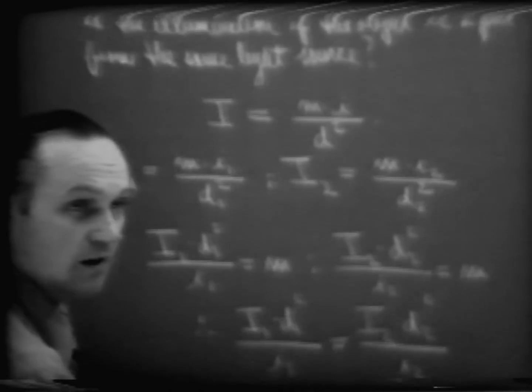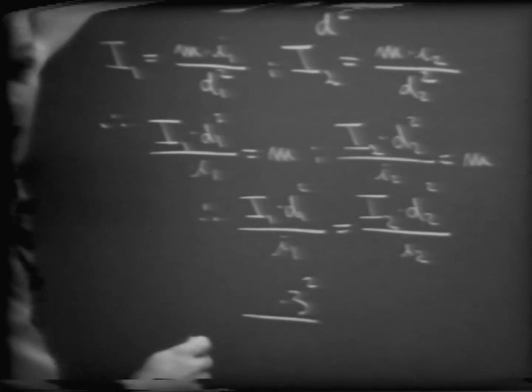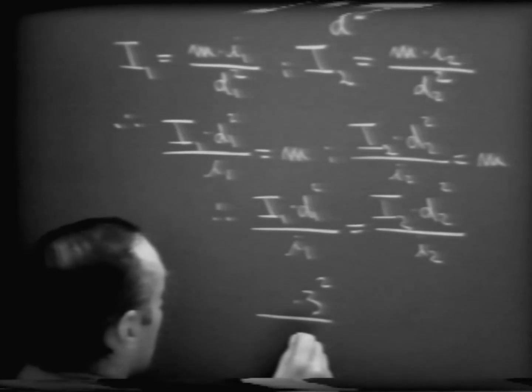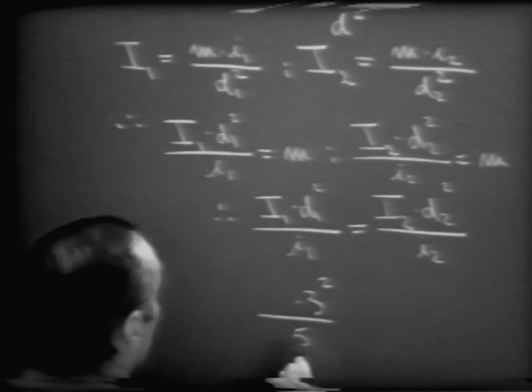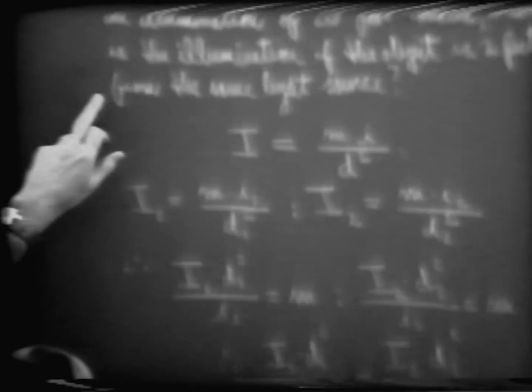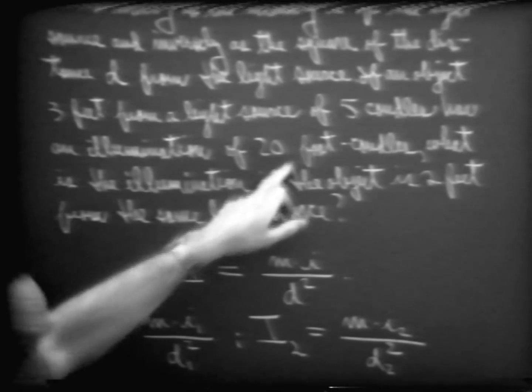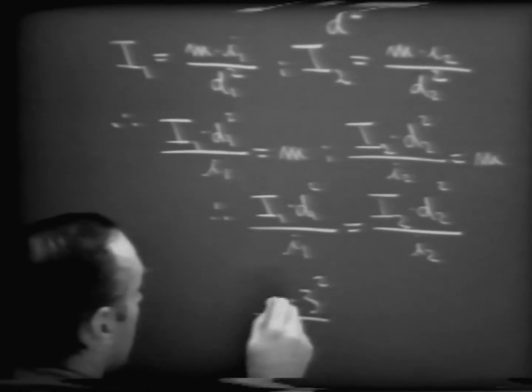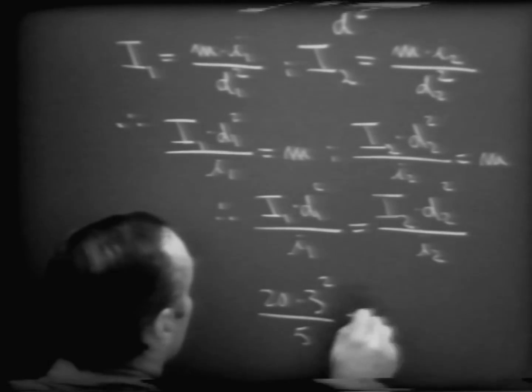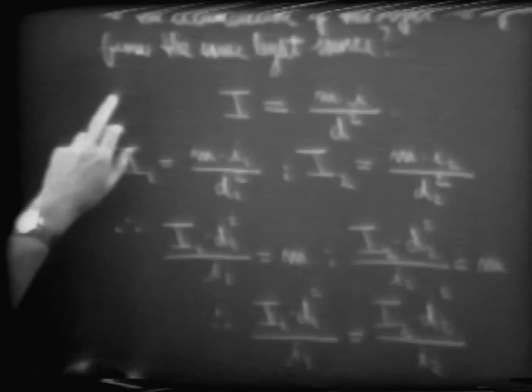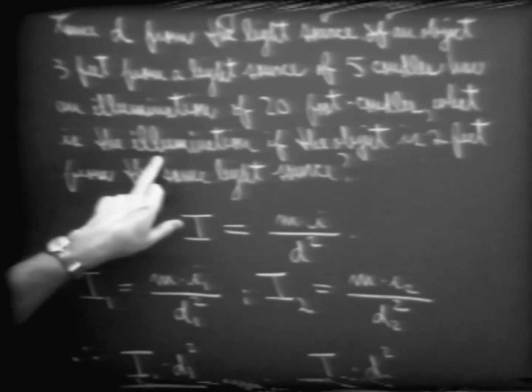So what then is that number? That's the intensity I, little I, is that right? So what then we have here, 5 in the denominator, divided by 5, is that right? Has an illumination, capital I, of 20-foot candles. So what then is capital I here? 20. Times 20, okay?